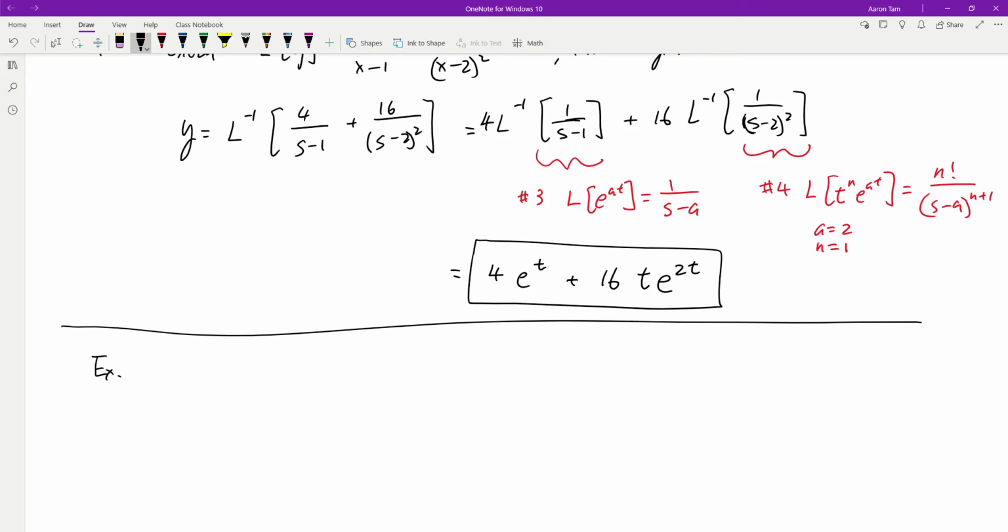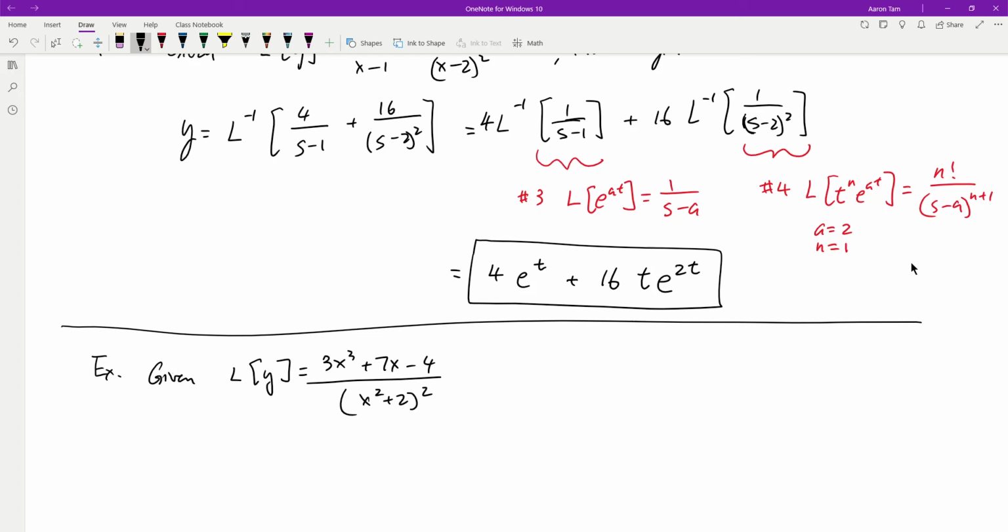Okay, maybe this one we do a little bit more work and see if we can figure this out. So let's say given L of y is equal to 3s to the third plus 7s minus 4 over s squared plus 2 squared.